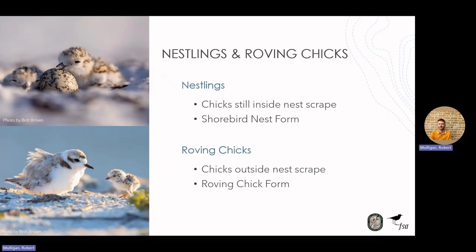Shorebird chicks are highly mobile and may travel miles from their natal nest shortly after hatching. Any shorebird chicks observed outside of the nest are considered roving chicks and are documented using the roving chick staging young form. It is not common, but sometimes you may observe shorebird chicks that are still in the nest. These chicks are considered nestlings and are reported on the shorebird nest form.